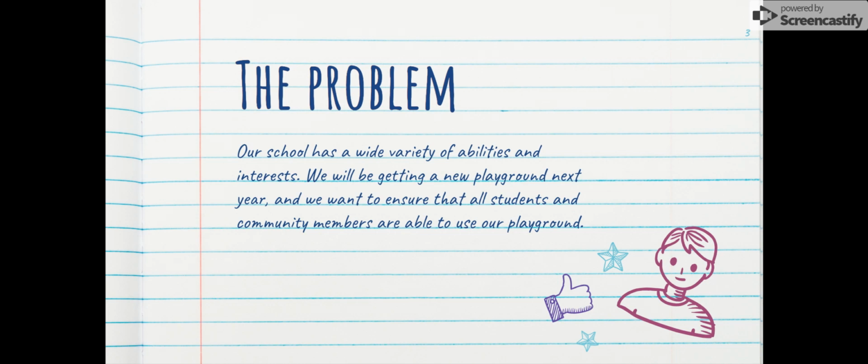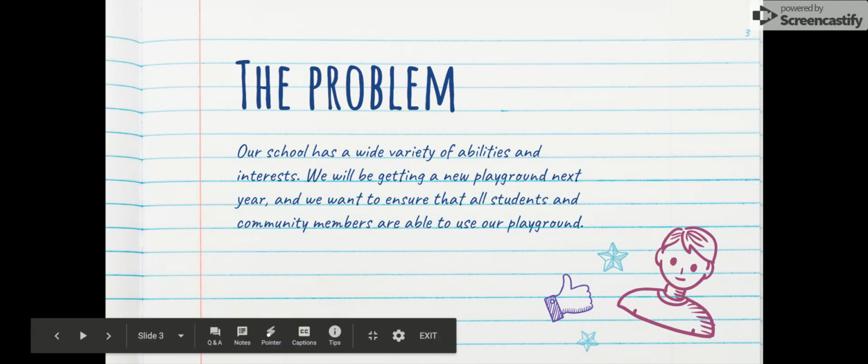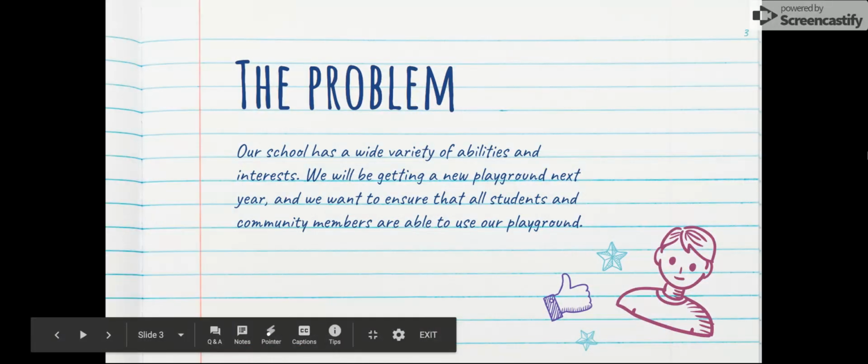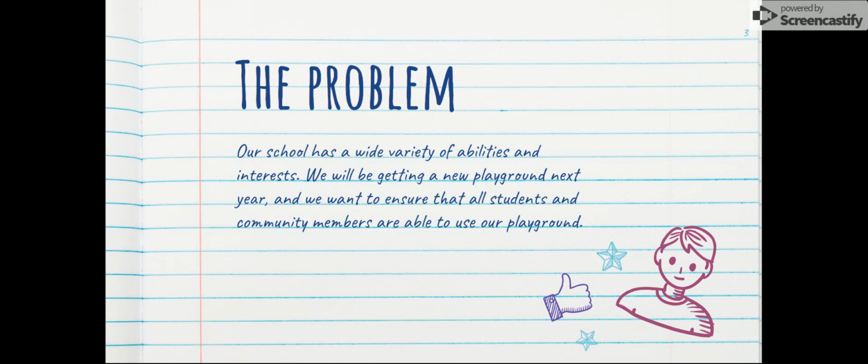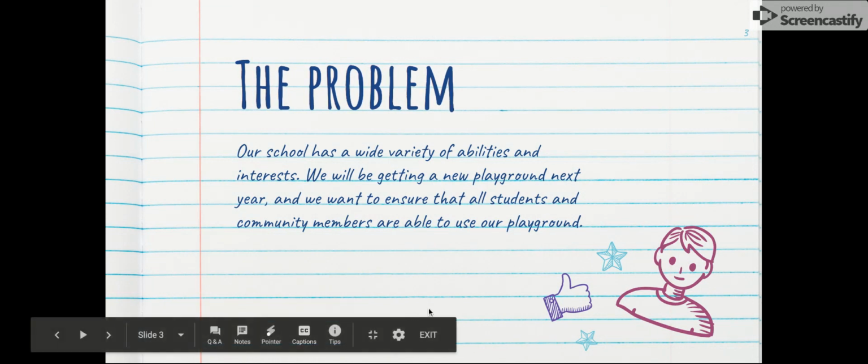Currently, our playground is about 30 years old and it doesn't always meet the needs of every student. Not every student is able to play on it the same way that an able-bodied student would be. Our school has a wide variety of abilities and interests, and getting a new playground allows all students and community members to be able to use our playground. So we want to engage our students in a process that will allow them to explore this playground and create their own ideas of what would be inclusive to all students.